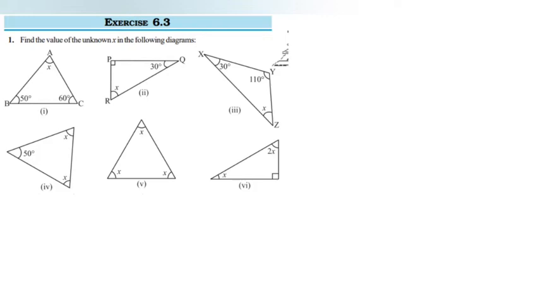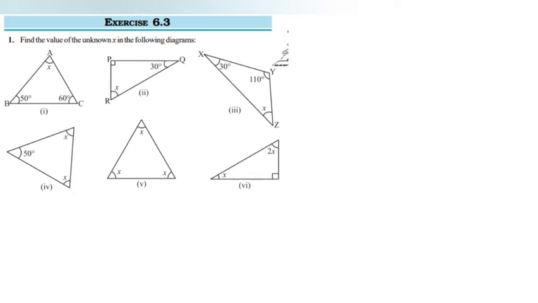The first question they have given is: find the value of the unknown x in the following figure. So we have 6 figures here and we have to find out the value of x. Before you start this, you have to understand a very important property of triangle, that the sum of all angles in a triangle is equal to 180 degree. So we're going to use this property.